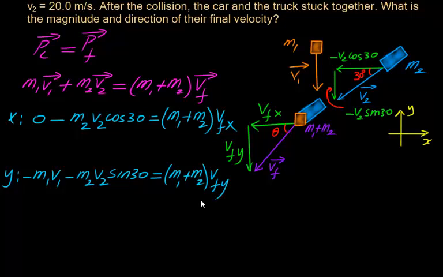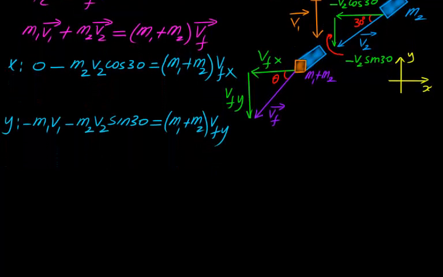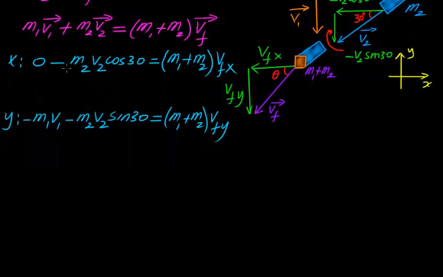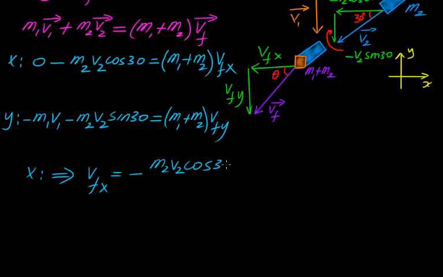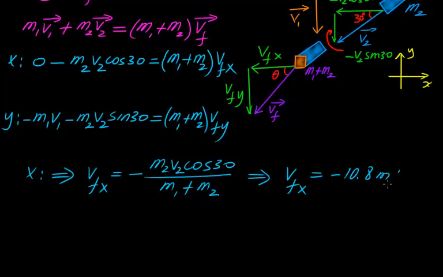Notice, because of this very simple approach, that the x component alone is going to allow us to solve for the v final x. So the x component is going to allow us to solve for the v final x to equal negative m2 v2 cosine 30 divided by m1 plus m2. Solving for the v final x, we obtain negative 10.8 meters per second.